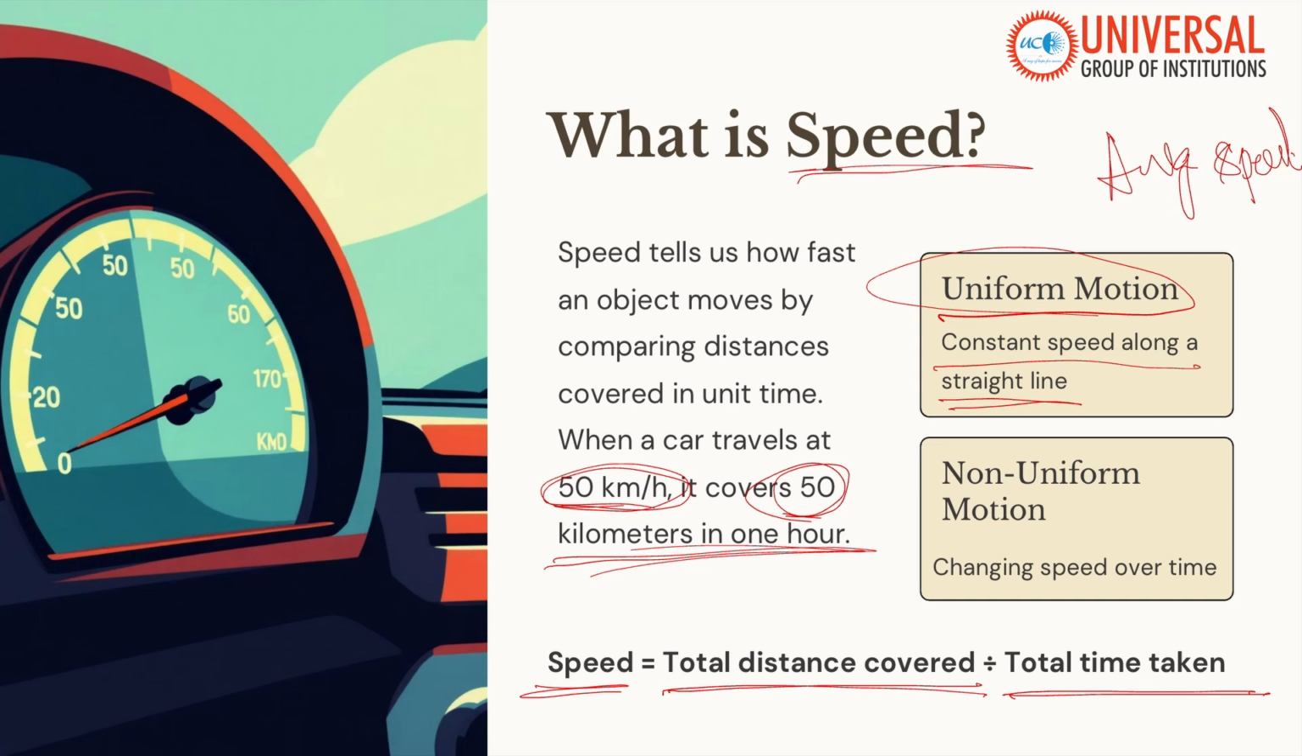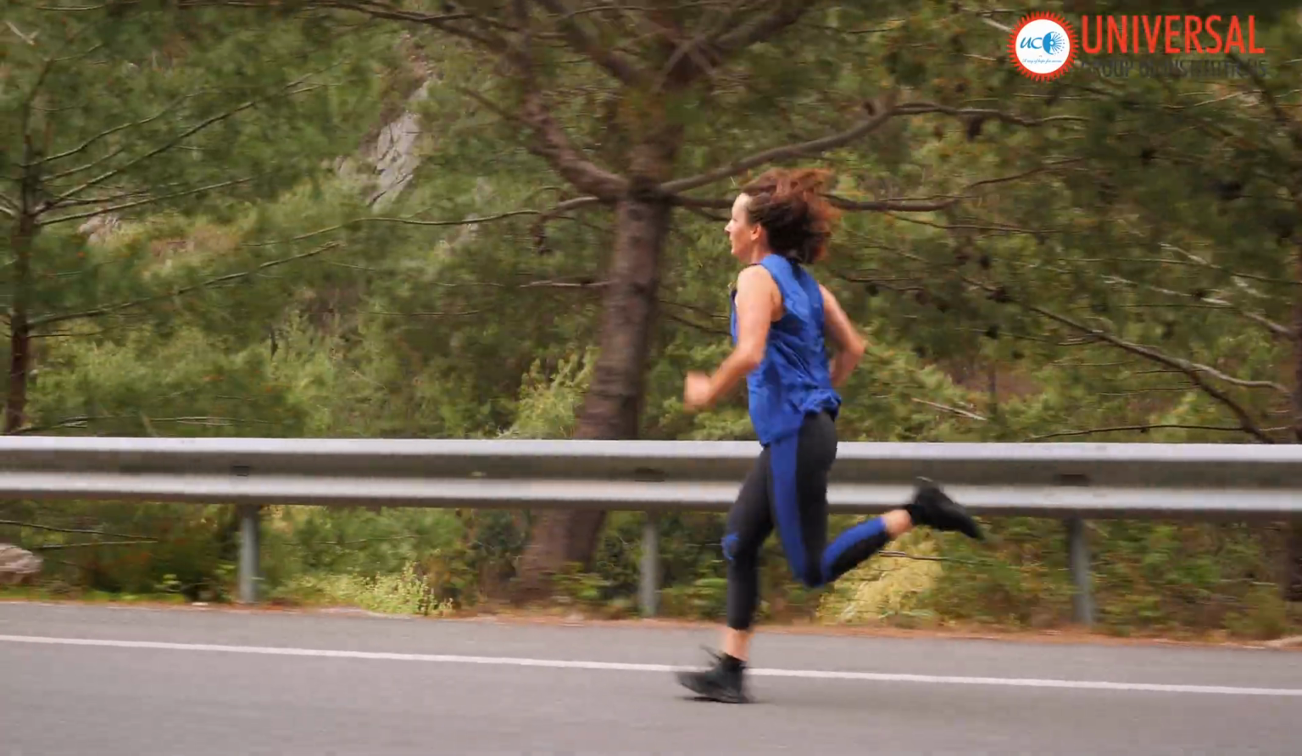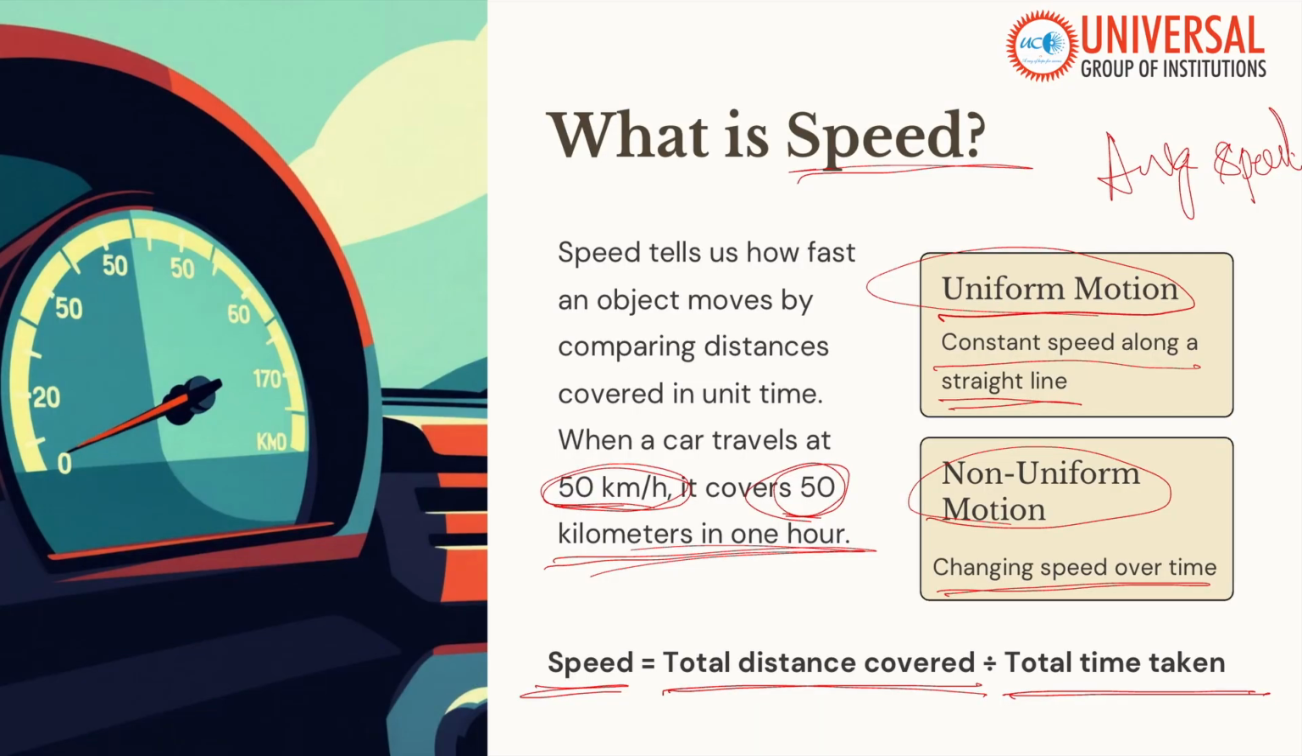And when an object covers unequal distances in equal intervals of time, its motion is called non-uniform motion. So what is non-uniform motion? When an object covers unequal distances in equal intervals of time, where there is a change of speed over time. Most objects in daily life are in non-uniform motion, such as cars in traffic or athletes running in a race. Even while we are studying, reading or writing something, our speed will lag at first, we will stop sometimes, start again, slow down, and speed up.